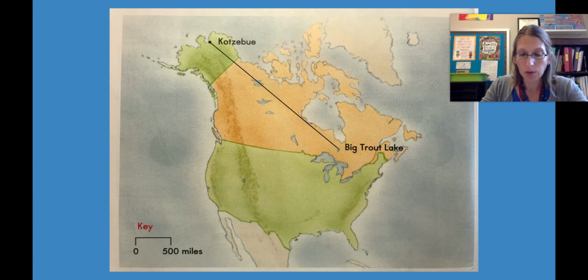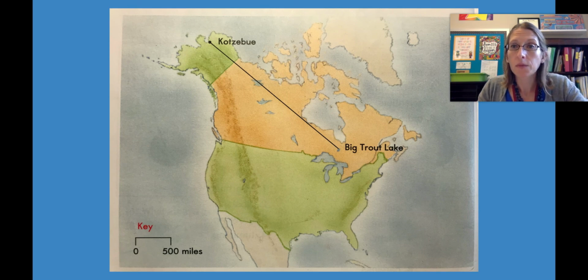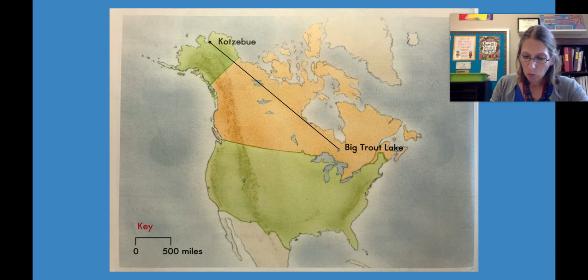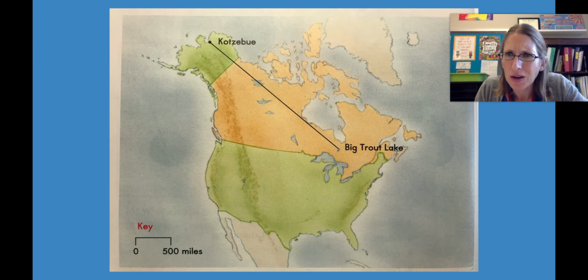Which place is farthest south? Florida, Big Trout Lake, or Alaska? Florida. Which place is the farthest north? Alaska. Which place has the warmest winters? Florida. Which place has the coldest winters? Minnesota. Alaska. We have pretty cold winters, though.